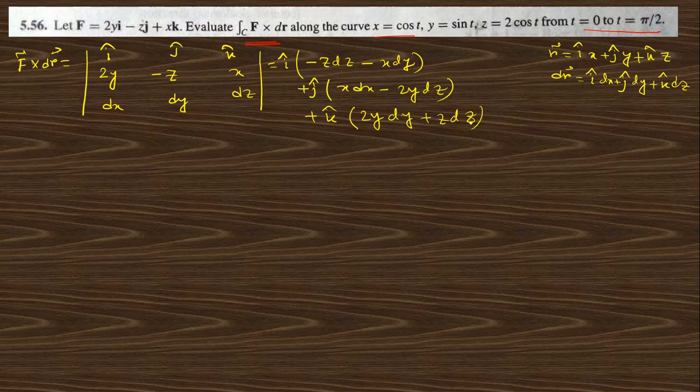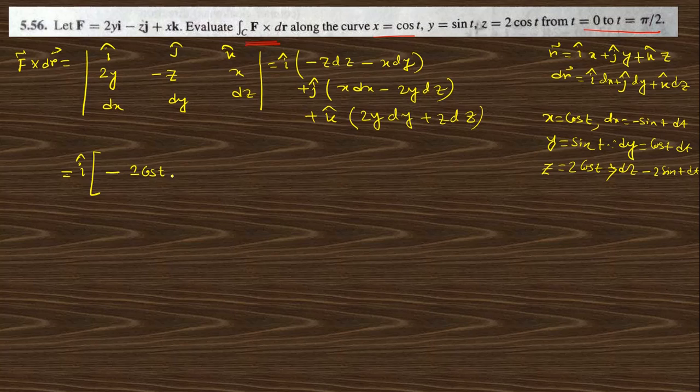Now we need to put this in terms of t. Here given x equals cos t, so dx equals minus sin t dt. Similarly y equals sin t, that is dy equals cos t dt, and z equals 2 cos t, that is dz equals minus 2 sin t dt. Just put these values in this equation. We got i cap, minus z, z is 2 cos t, dz is minus 2 sin t, so this becomes plus 2 sin t dt.